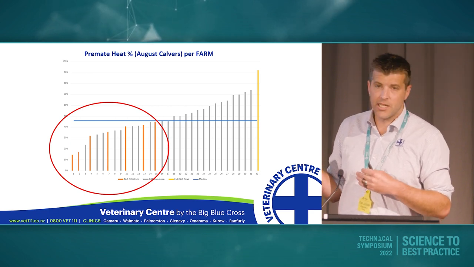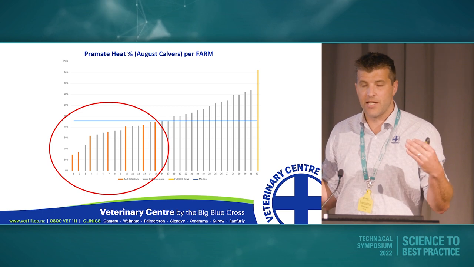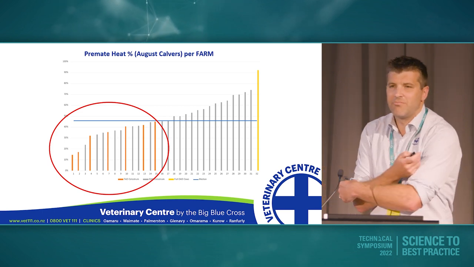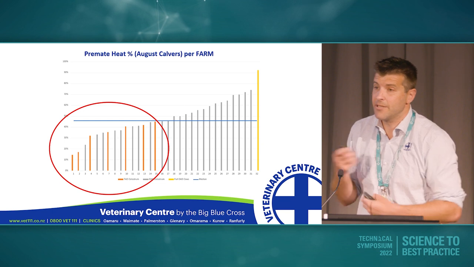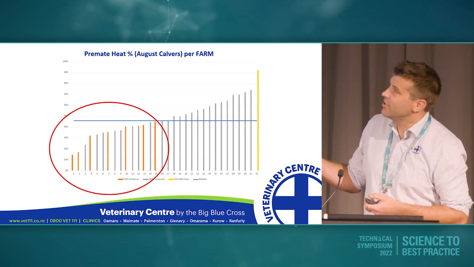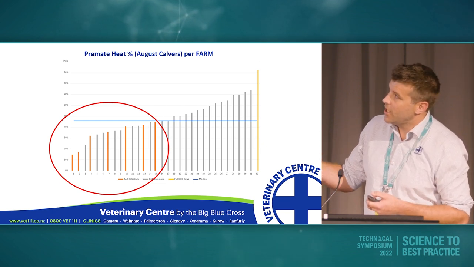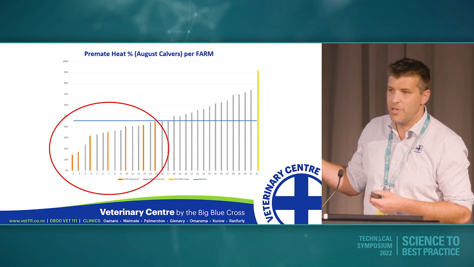And we then followed that through with benchmarking across our practice in terms of the pre-mating heat, how many of your cows had a pre-mating heat. I think this was about 2 or 3 weeks pre-mating from August calvers. And you can see there was this huge variation. Overall, our once-a-day herds were better.